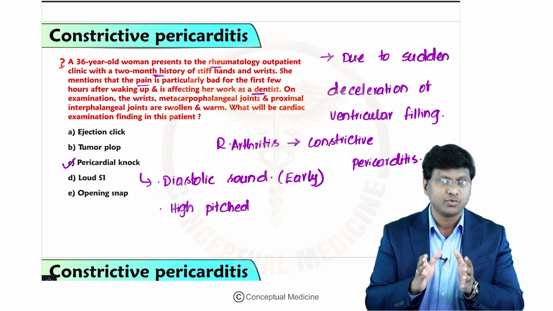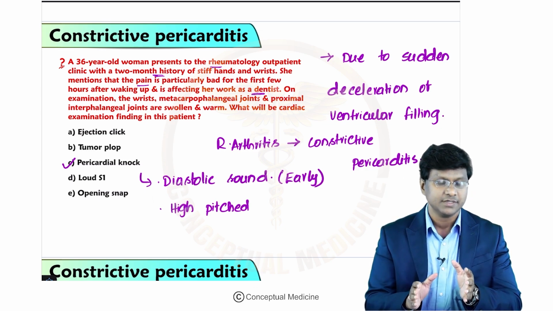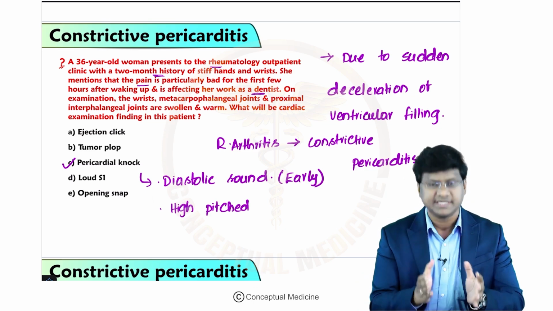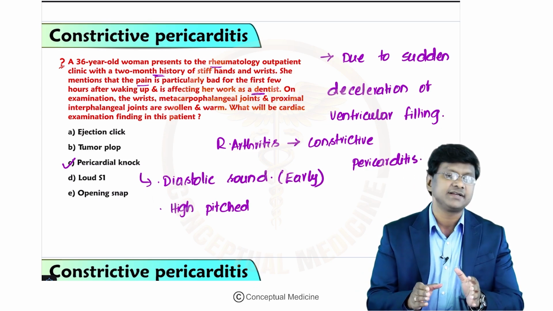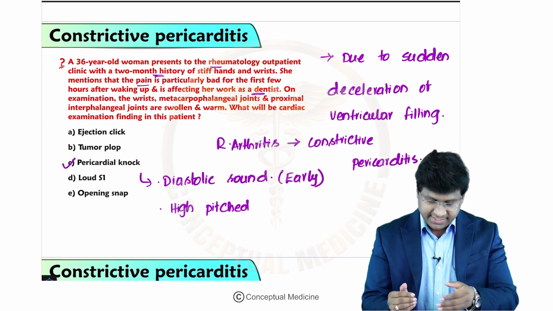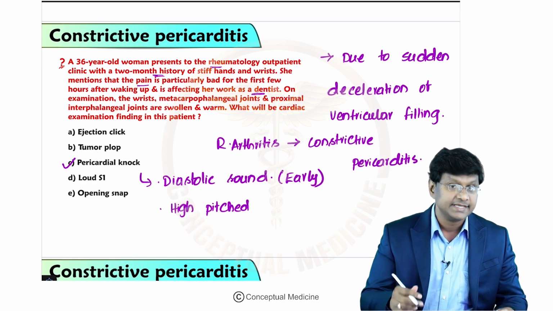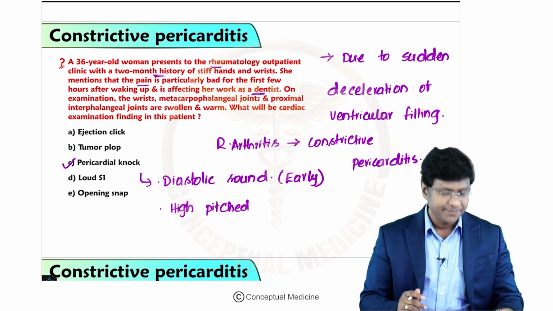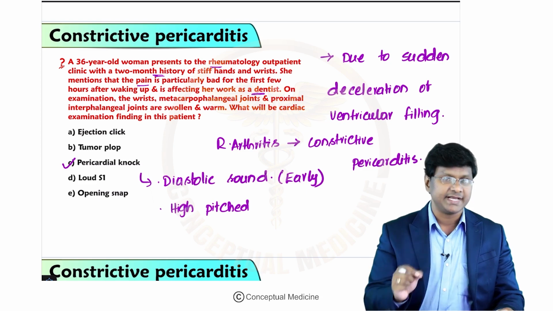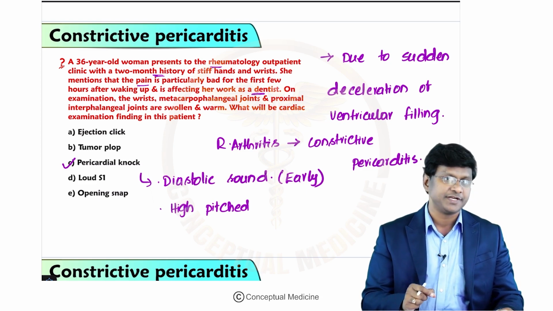So the heart will have only up to 1/3 of diastole. After 1/3 there is sudden deceleration of further relaxation. Due to this sudden deceleration, these individuals will have the pericardial knock. So pericardial knock is a characteristic feature of constrictive pericarditis.